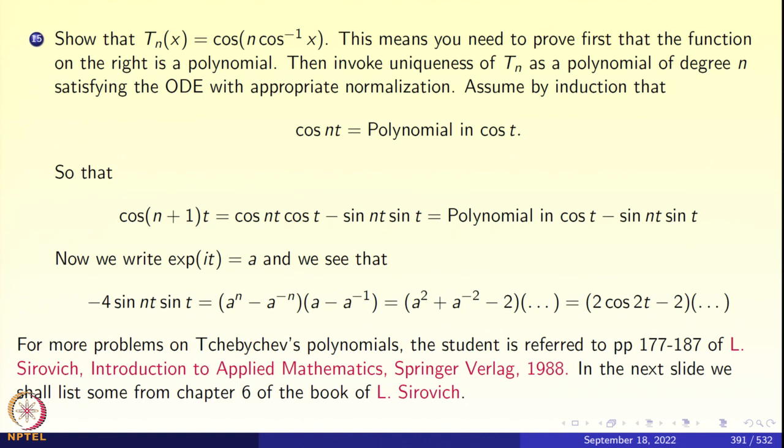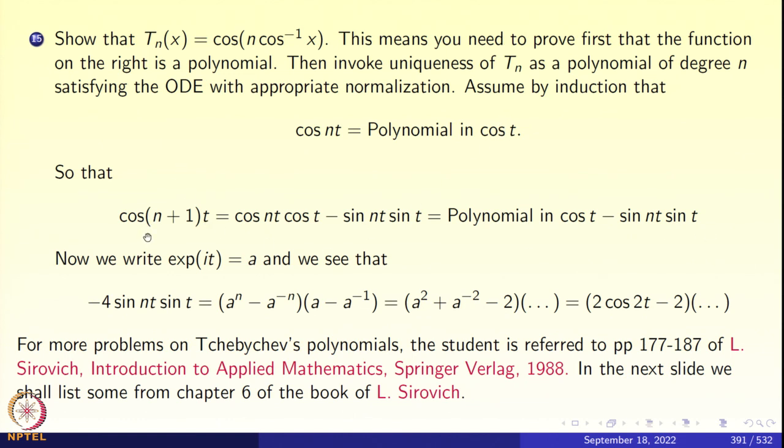And on the right hand side, a to the power n minus a to the power minus n has a factor a minus a inverse times the other factor. So you get a minus a inverse the whole squared: a squared plus a to the power minus 2 minus 2. a squared plus 1 upon a squared is cos 2t, and cos 2t is already a polynomial in cos t. And the other factor you will have to show involves the cosines of kt, where k is for smaller values, and by induction hypothesis, the second factor will also be a polynomial in cos t. So all in all, we see that cos (n plus 1)t is also a polynomial expression in cos t.